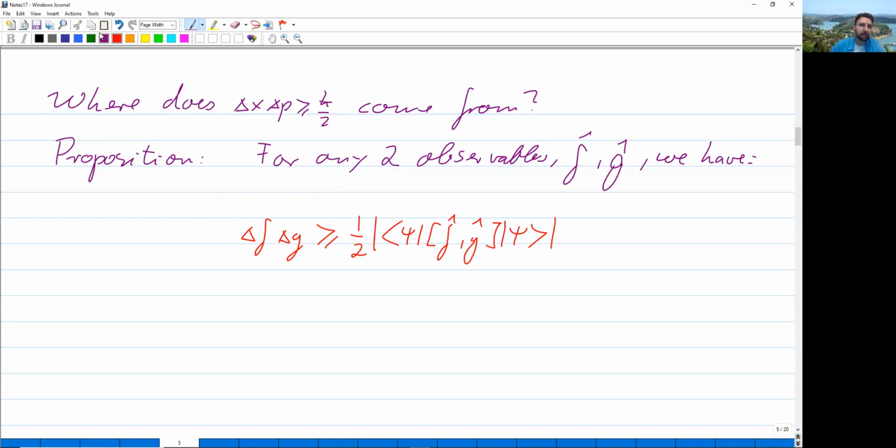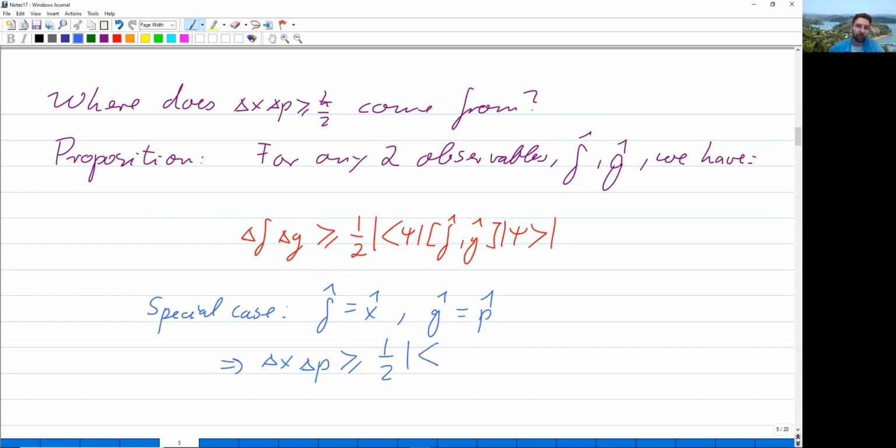And the special case is this one. F hat is equal to x hat and g hat is equal to p hat. And then, of course, this uncertainty principle in red becomes delta x, delta p larger equal to 1/2 absolute value of the expectation value of the commutator between x and p, but the commutator is i h bar identity. And now we see that this is equal to i h bar times psi psi, and of course this is equal to 1.